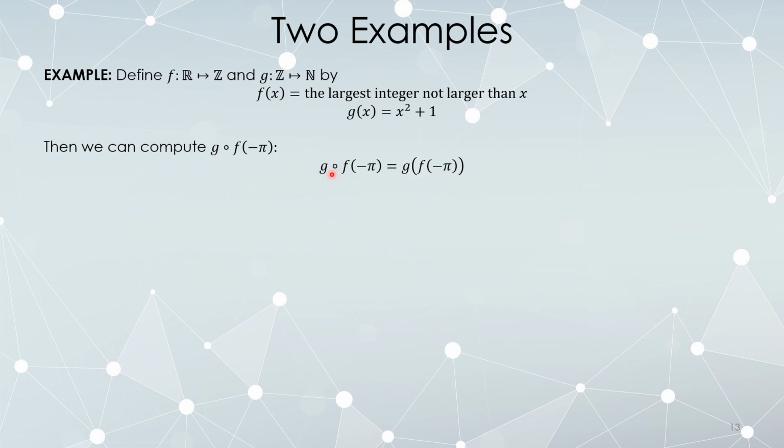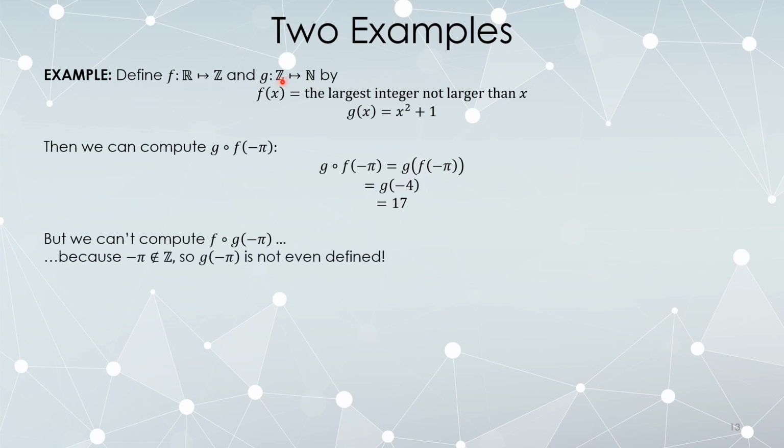The composition g with f of minus pi: first plug minus pi into f, then plug that into g. So what happens when I take negative pi and I round it down? I get negative 4. And what happens when I take negative 4 and I plug it into this function? 17. So g of f of minus pi is 17. Notice that we started with a real number, and we ended up with a natural number. We can't, however, go the other way. G of minus pi, you might just think plug it in here and that's not a problem. But g was specifically given to have domain the integers. And because minus pi isn't an integer, I can't even discuss g of minus pi.